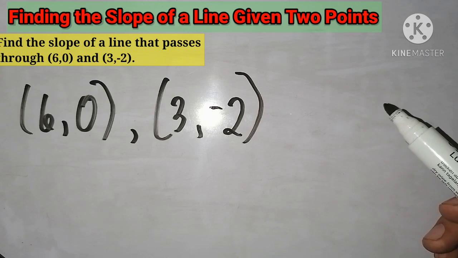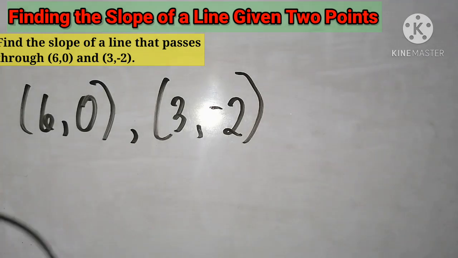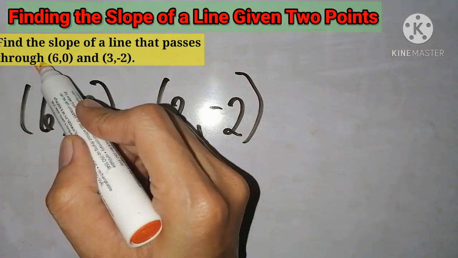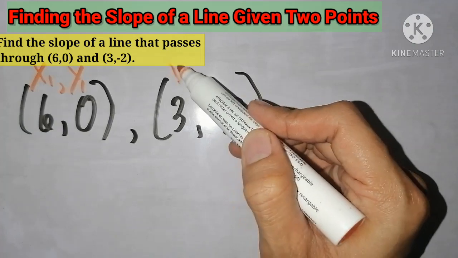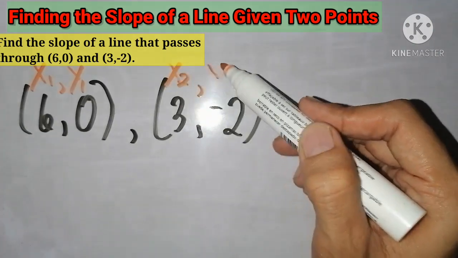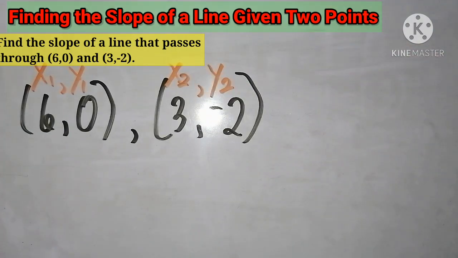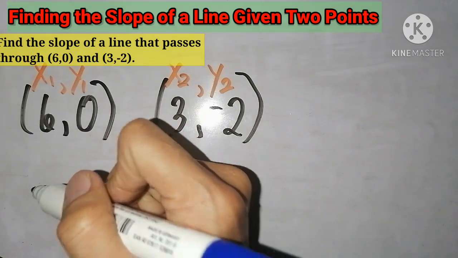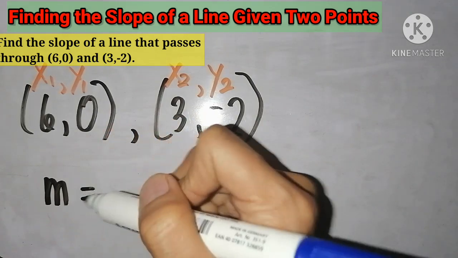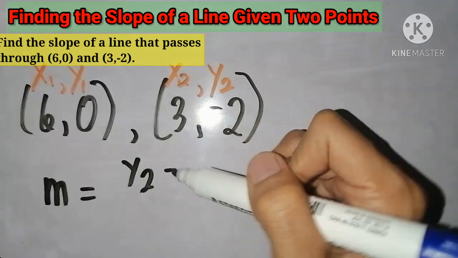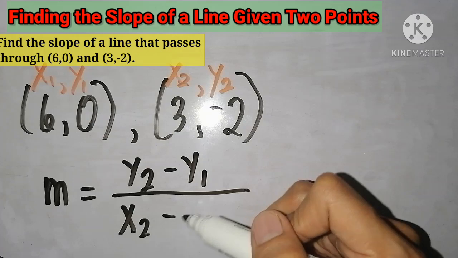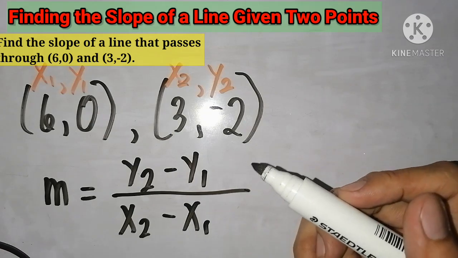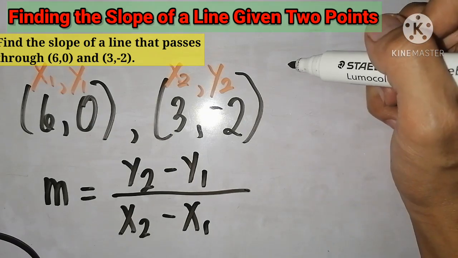So to solve for the slope of a line, we will be assigning the points as x sub 1, then this is y sub 1. Then we have x sub 2 and we also have y sub 2. Then we have to rewrite the formula. M equals y sub 2 minus y sub 1 over x sub 2 minus x sub 1. Then we will be applying the substitution property.